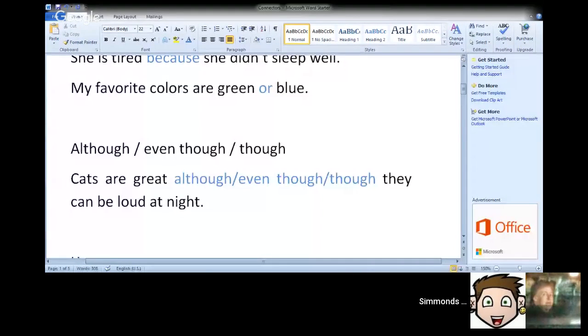We have although, even though, and though. Okay. Cats are great, although they can be loud at night. Cats are great, even though they can be loud at night. Cats are great, though they can be loud at night.